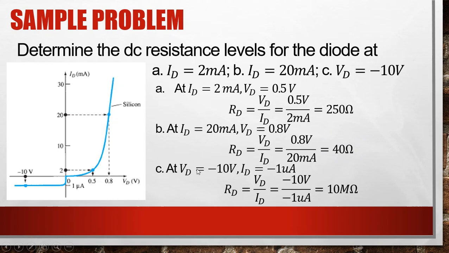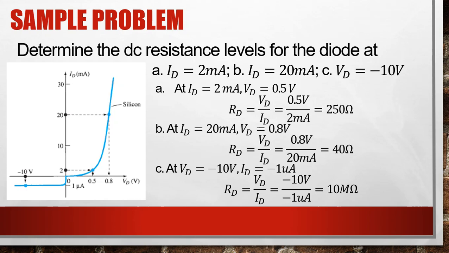How about diode across the voltage is negative 10 volts? So, ito yan. So, ang current natin is negative 1 microampere. So, ang diode resistance natin is negative 10 volts over negative 1 microampere. So, makukuha nating resistance value ng diode is 10 mega ohms.